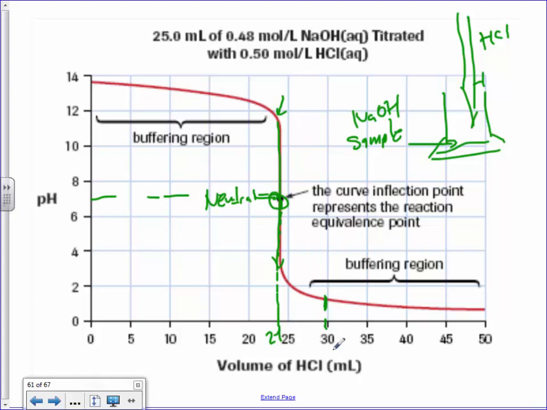So what this graph can tell you then is, in the top of your flask, you had HCl. In the bottom, you had, oh, did I do that wrong? In the top, you had HCl. In the bottom, you have NaOH. You're adding it drop by drop. And the point at which you should have stopped was, give or take, 24 milliliters.